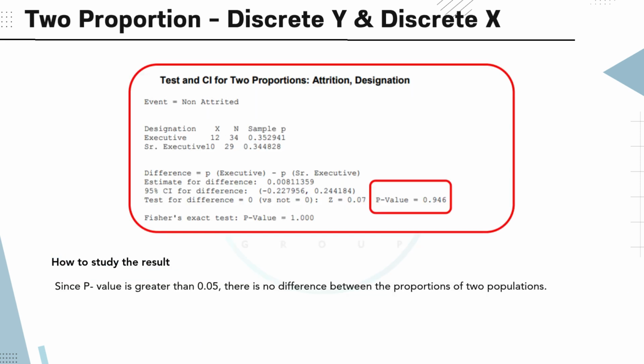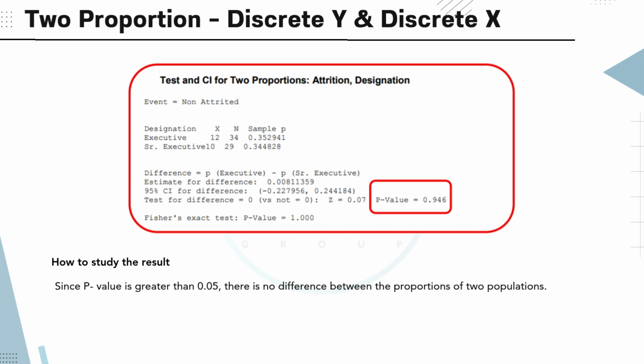This slide shows how to interpret the output from a two-proportion test in Minitab. Let's walk through the key elements. The test compares the proportion of non-attrited individuals between two designations, executive and senior executive. The sample proportions are: executive, 12 out of 34, 35.29%; senior executive, 10 out of 29, 34.48%. Now, look at the difference. The estimated difference in proportions is only 0.008 or 0.8%.